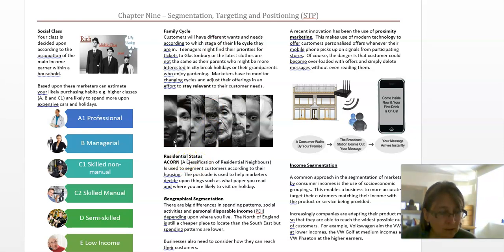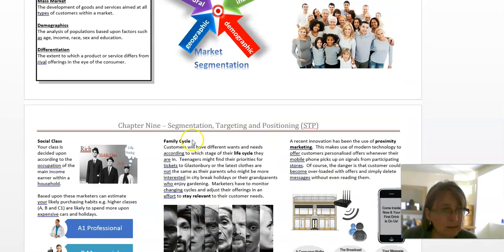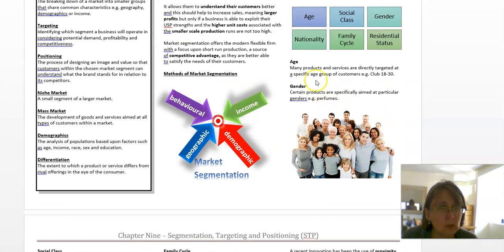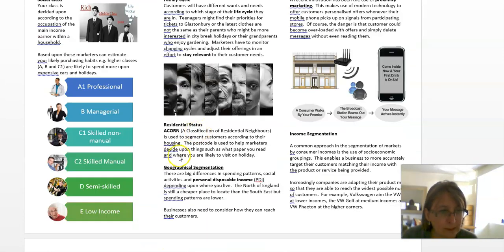So there is a system called ACORN, which I've just realised stands for A Classification of Residential Neighbourhoods. Very clever. And what you can do if you subscribe to ACORN is you can type in a postcode, and they will give you all the details about social class, what area of the family cycle anybody in that postcode is likely to be in, what gender, what age, just very broadly what that type of person would be like at that postcode.